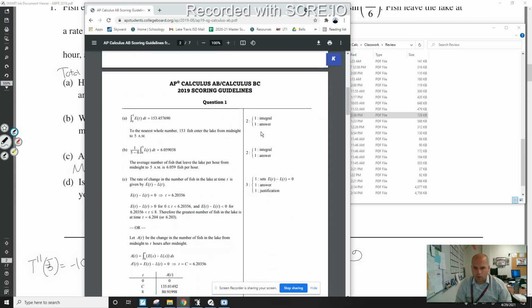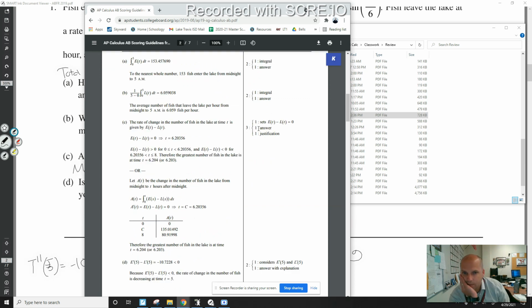All right. 2 points. One for 153, one for having an integral. Part B, 2 points. One for 6.059 and one for the integral. Okay. Part C, 3 points. Setting E minus L equal to 0, finding your answer 6.2035, and then having your justification. Now, this is my justification. What they did is the candidates test. They were like, oh, let's find the total amount at this value and then look at our endpoints as well.